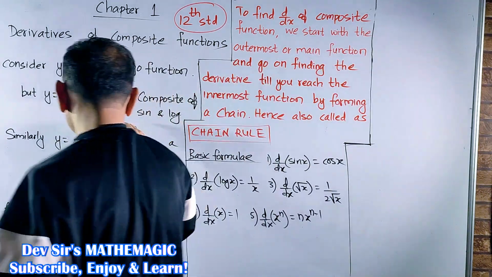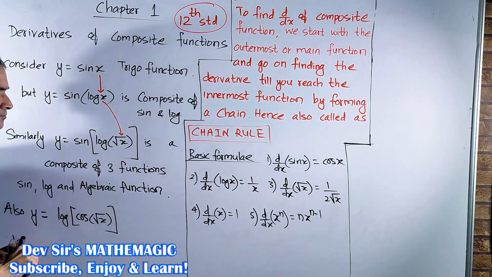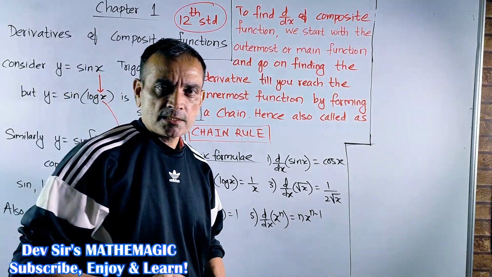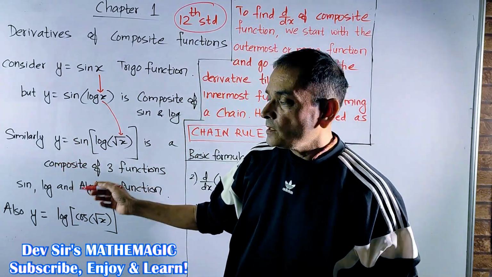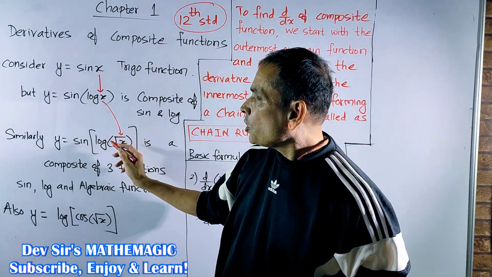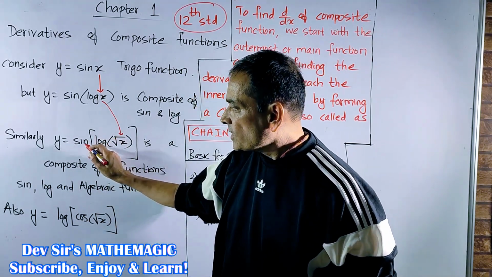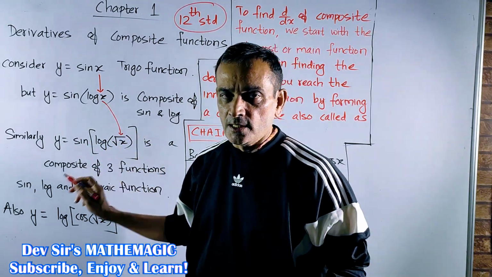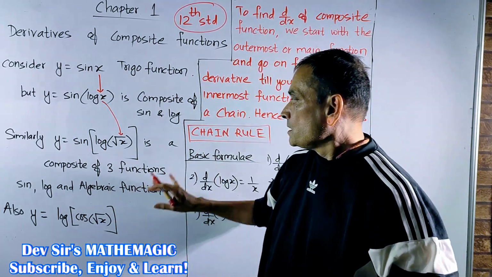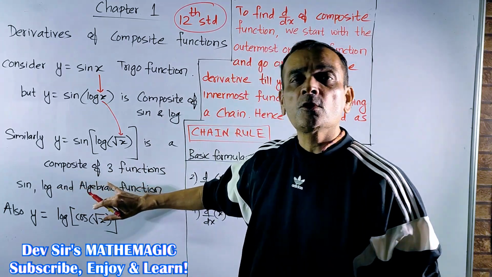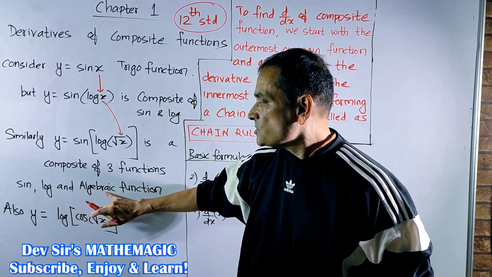देखो, replace x by something else, it becomes root x. So what do you get? How do you read sin of log of root x? Function of a function of a function. Sometimes three functions are there, combination. So this is called as composite of three functions: sin, log, and algebraic function.